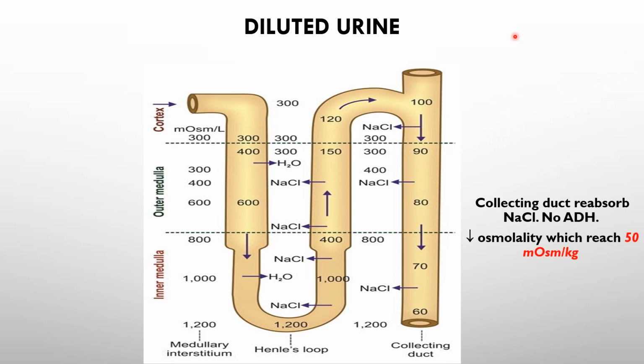Now, as the fluid moves towards the collecting duct, the collecting duct will take more solute, only sodium chloride, as there is no antidiuretic hormone. The reabsorption of water and urea will not occur here. So the final osmolarity will be very low, as low as 50 milliosmol per kilogram.